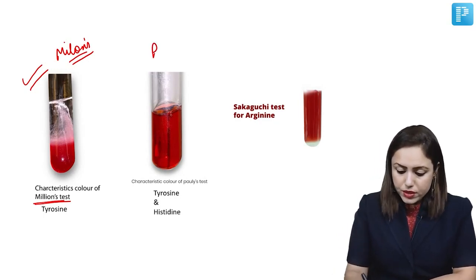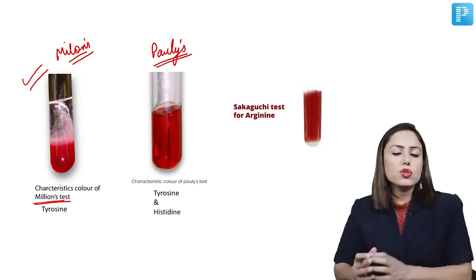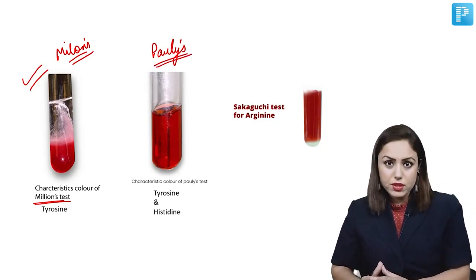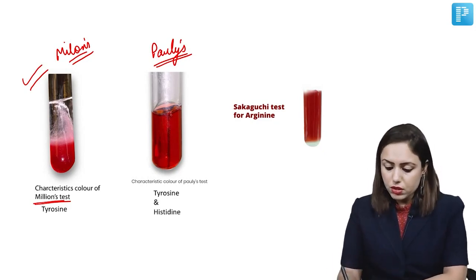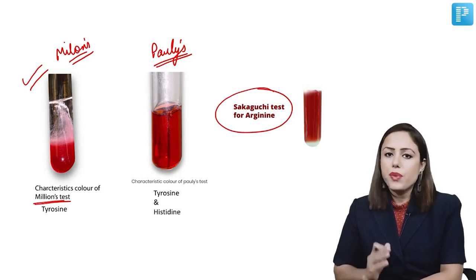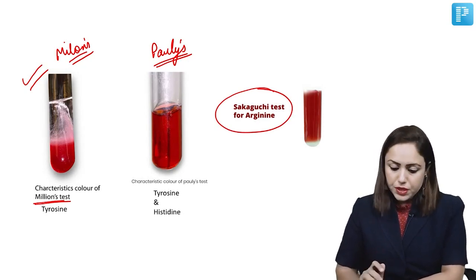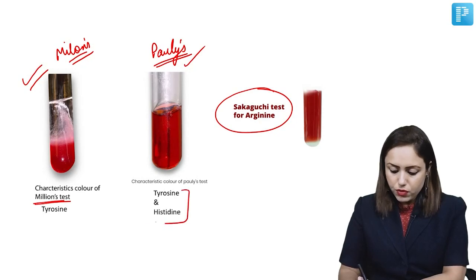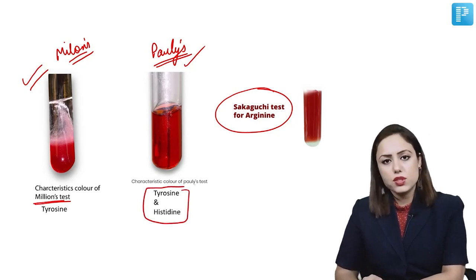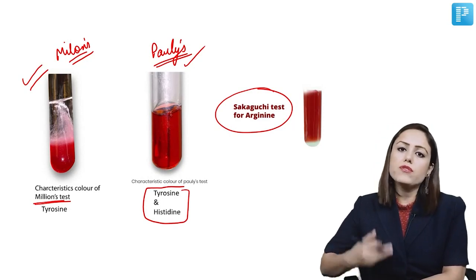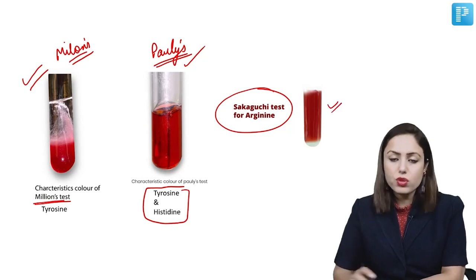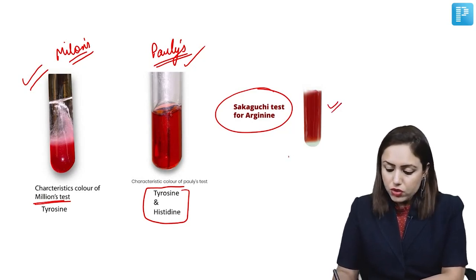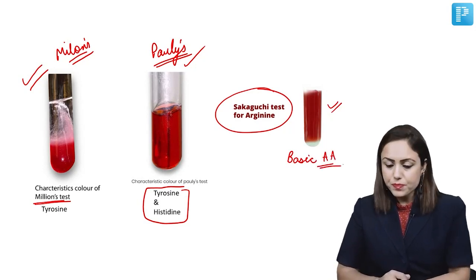Then Pauly's test. These are all color reactions of amino acids, right? This Pauly's test also gives red color. Millon's test also gives red color. Sakaguchi test also gives red color, but they are positive for different compounds. This Pauly's test is positive for tyrosine and histidine. Okay, tyrosine and histidine give Pauly's test positive. Okay, then Sakaguchi test, which also gives red color, that is for arginine, which is a basic amino acid, right?